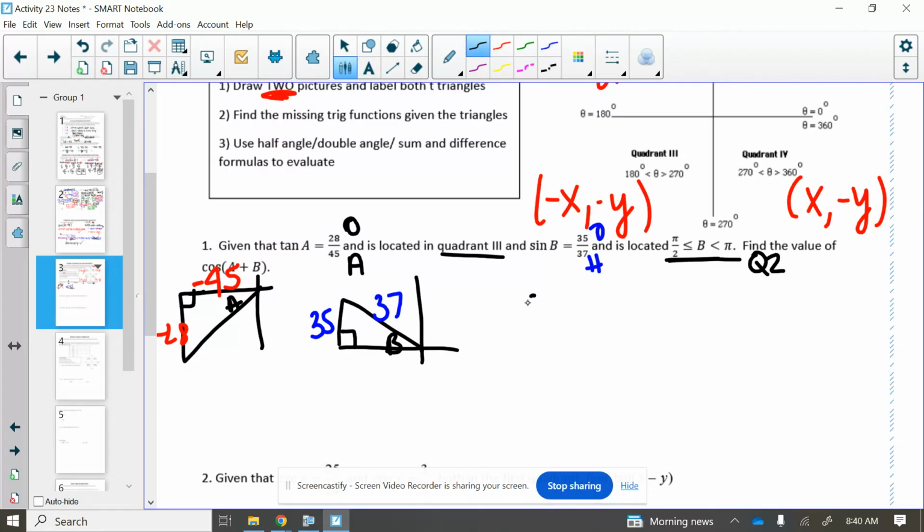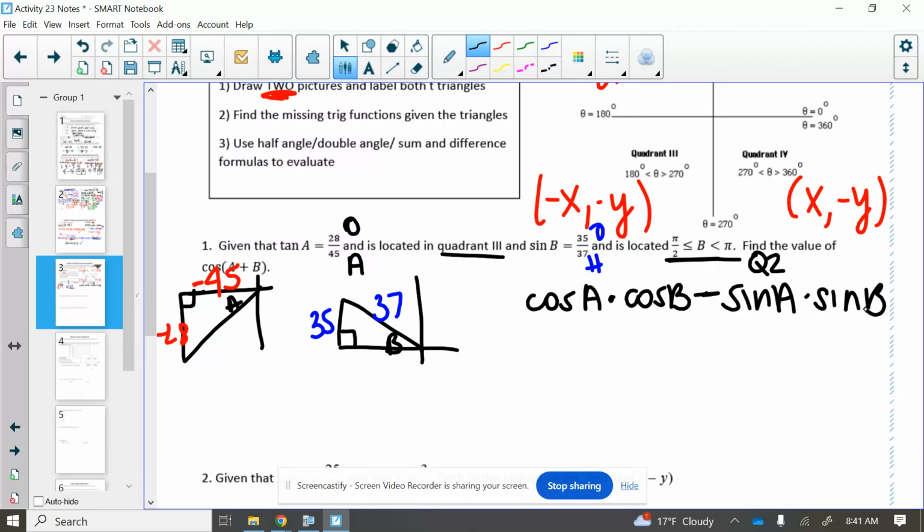Well, from yesterday, we know if we want the cosine of A plus B, we need the cosine of A times the cosine of B. And then if it's a plus inside our formula, it's going to be a minus inside the identity: sine of A times sine of B. So we basically need the cosine and the sine of both of these triangles.